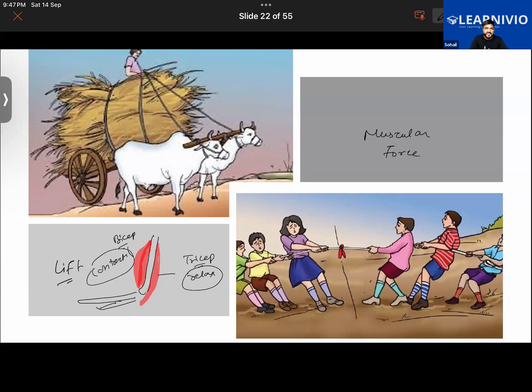So while these muscles would be contracting and relaxing, they will be exerting some force, and that force will be called as muscular force. Are you guys getting it?